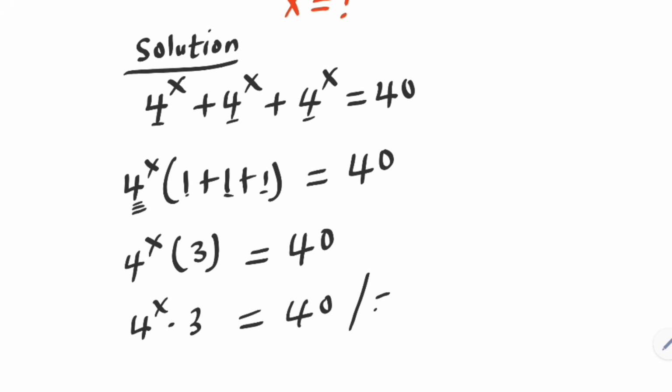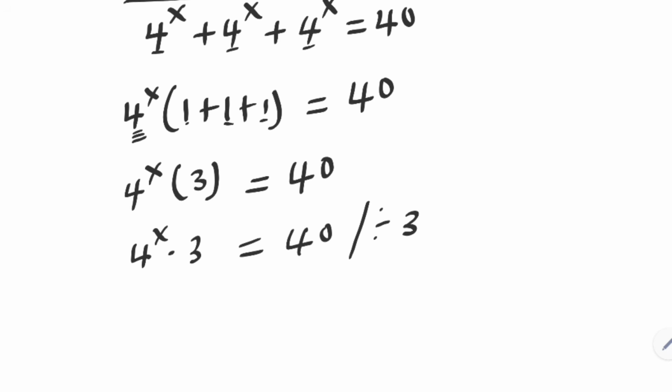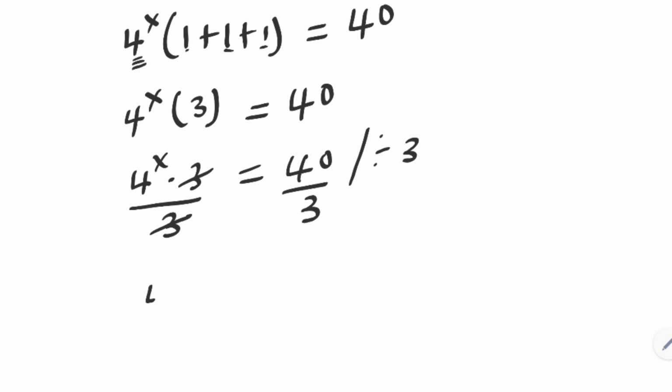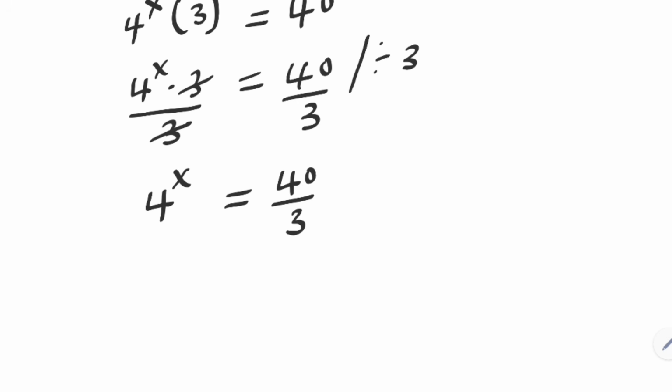Let us divide the whole of this equation by 3. This divided by 3 and this divided by 3. This 3 cancels this 3. 4 raised to power x is equal to 40 over 3. Let us take the log on both sides of this equation. Log 4 raised to power x is equal to log 40 over 3.